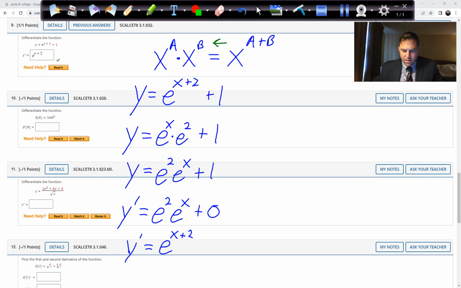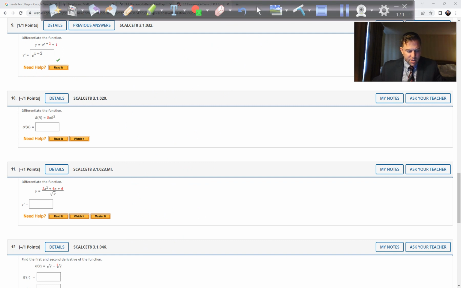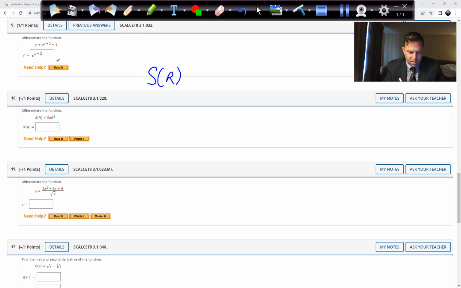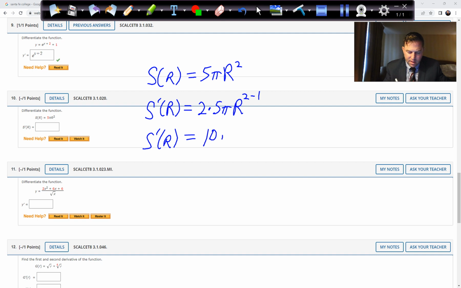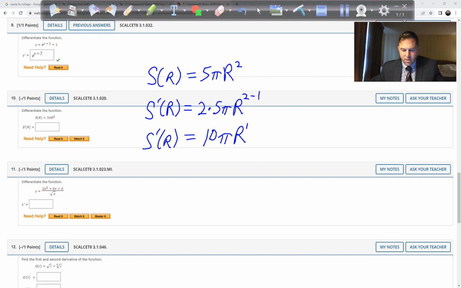All right, problem 10. It says differentiate the function s of r. So we have, looks like some kind of area function. So we have s of r, circular area, equals 5 pi r squared. The derivative s prime of r would be bring the 2 down, so it becomes 2 times 5 pi, and then it becomes r to the 2 minus 1. So this derivative will be 10 pi times r to the first power. And that is going to be it.